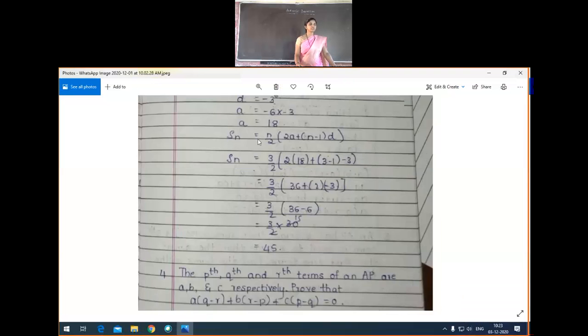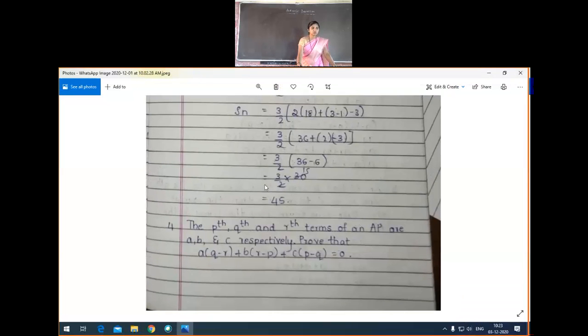See here, the fourth question is like this. The pth, qth and rth terms of an AP are a, b, c respectively. Prove that a into (q minus r) plus b into (r minus p) plus c into (p minus q) is equal to 0. So this one we have to prove in this problem.